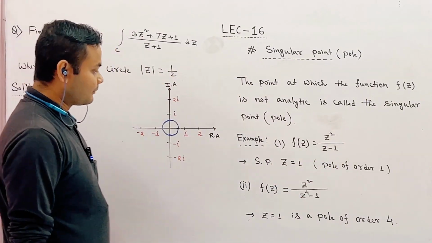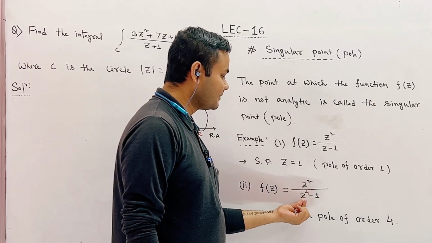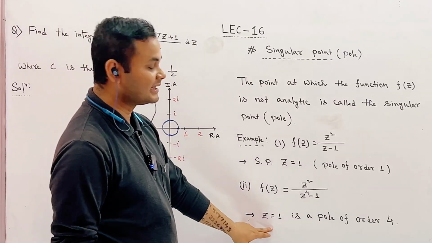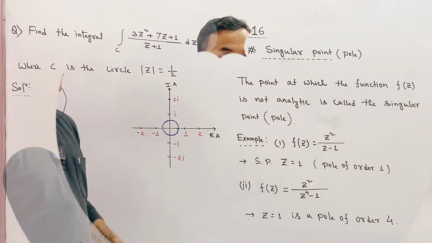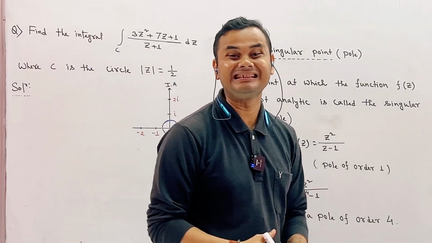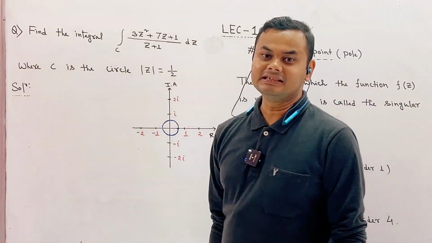Second example, suppose we have another function f of z which is equal to z square divided by z to the power 4 minus 1. For this case, z equal to 1 is said to be the pole of order 4. A dedicated lecture on singular point will be uploaded in near future. Now let us solve this problem.